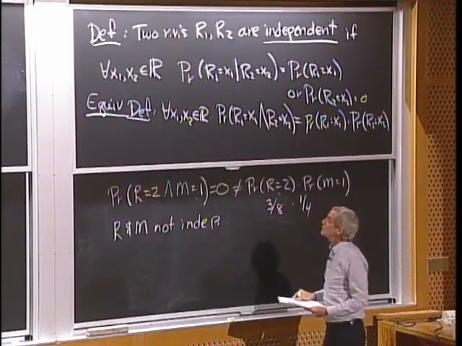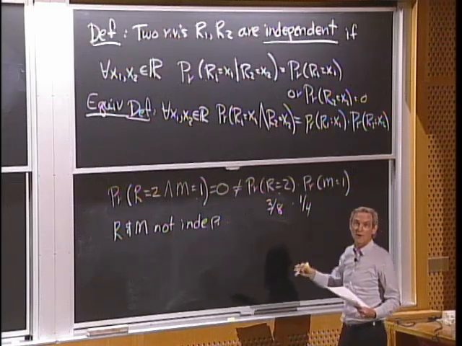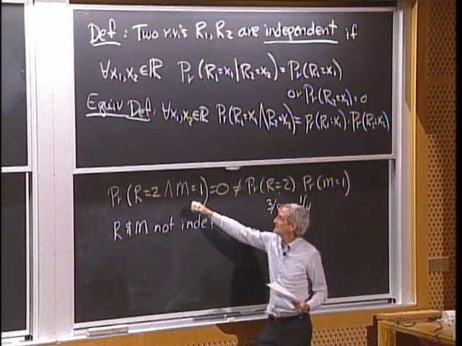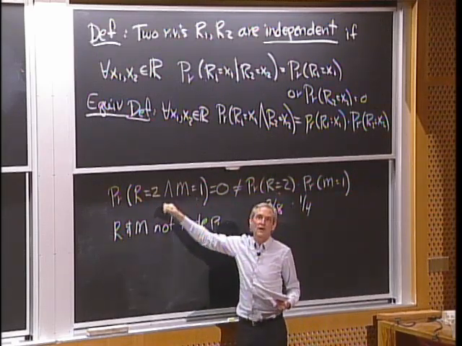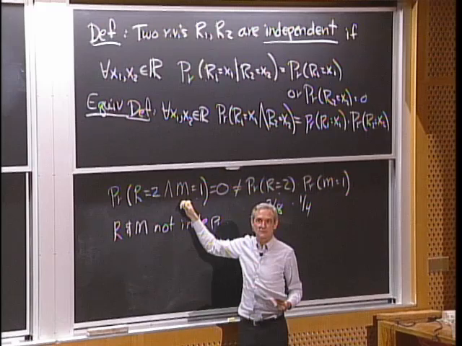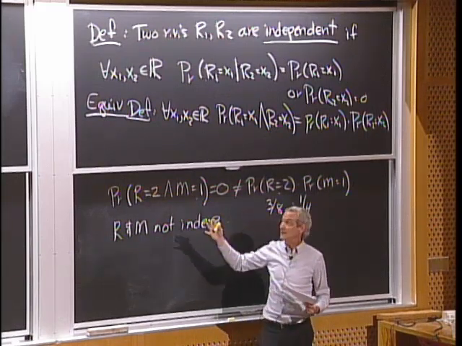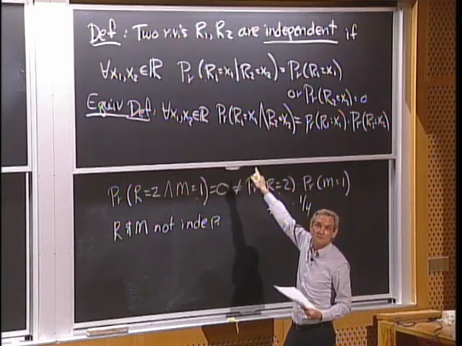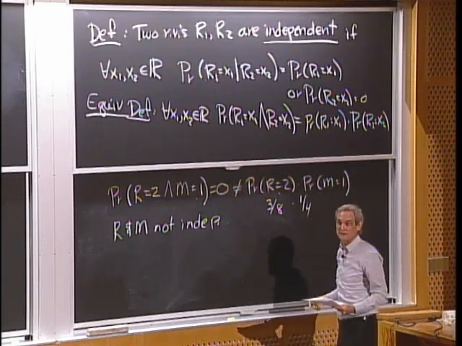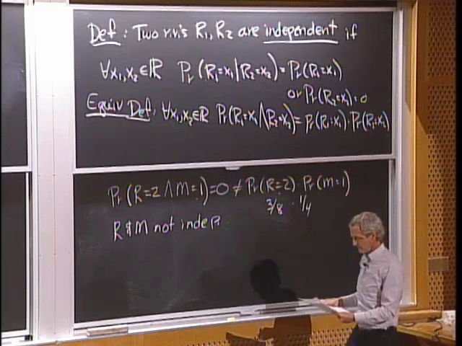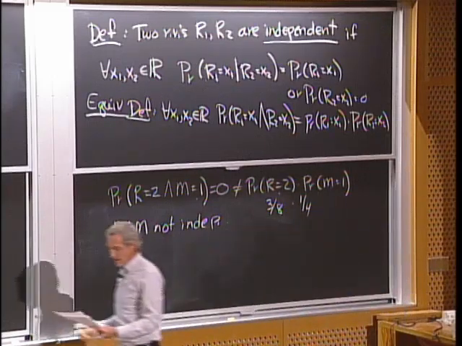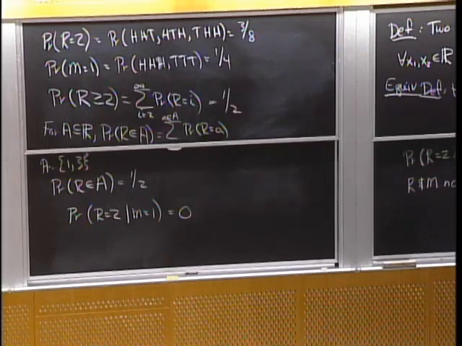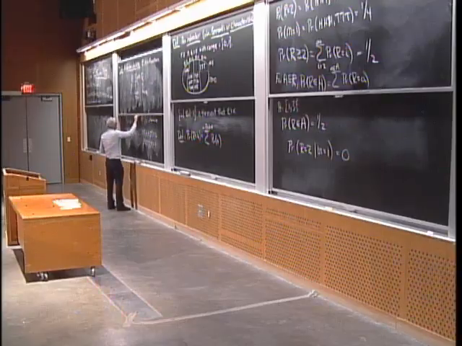Now, in general, to show two random variables are not independent, all you have to do is find one pair of values for which there's dependence. To show they're independent, you have to deal with all possible pairs of values. So it's harder to show independence in general. All right, let's do another example. Get a little practice with this.